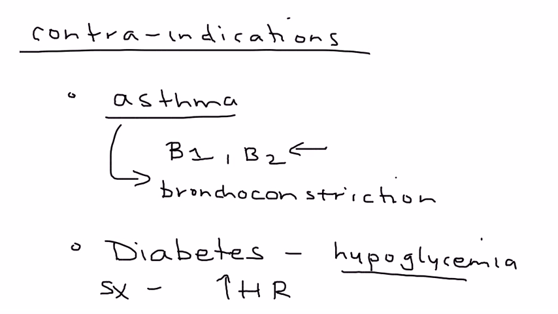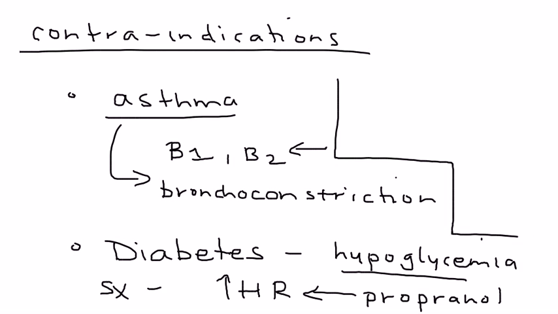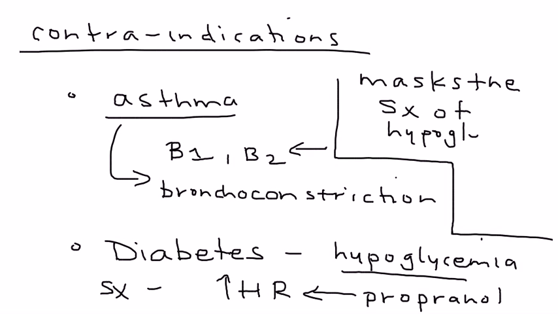But if someone is on propranolol, their heart rate will not rise because the propranolol medication is decreasing it. So what that does is essentially mask the symptoms of hypoglycemia. And that can be dangerous because the patient's heart rate is normal, so he doesn't feel the pulse rate rising, so he's not really being informed by his body that he's in a state of hypoglycemia. So that can be very dangerous. So avoid propranolol in those two situations, asthma and diabetes.